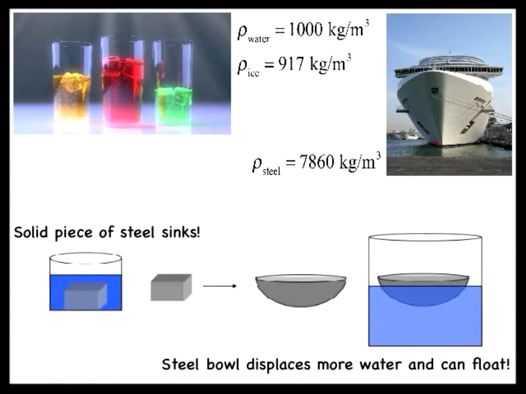By displacing more water with its shape, the buoyant force on the steel ship is greatly increased. So much so, in fact, that the buoyant force can now be made equal to the weight of the ship so that it floats.